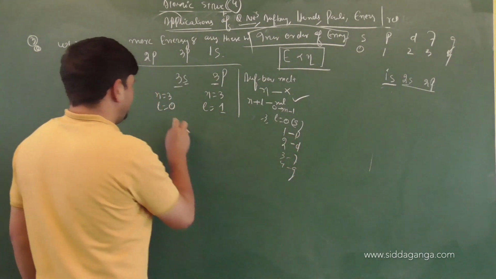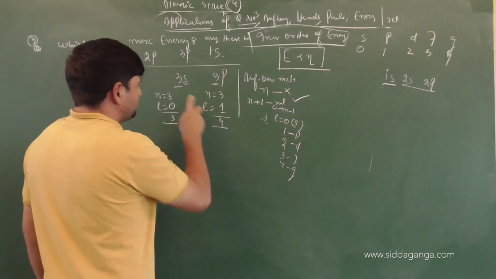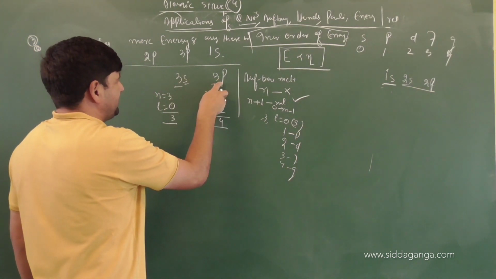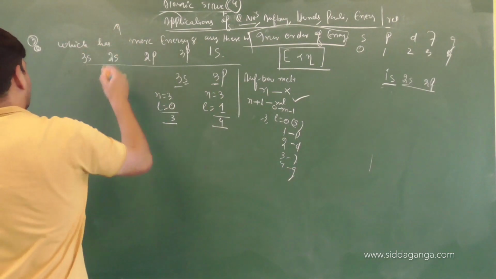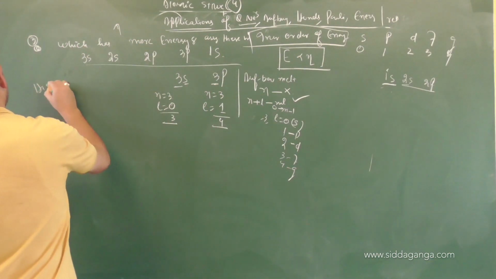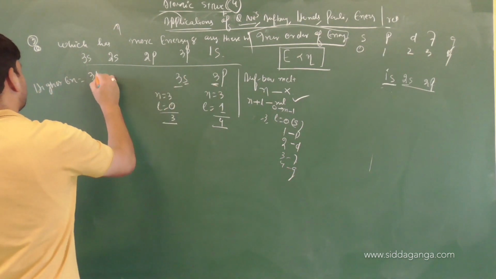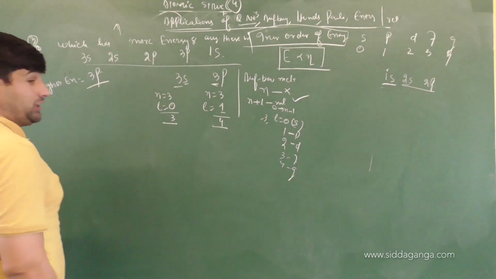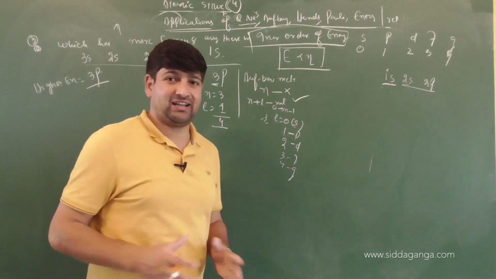1. Okay, now the total sum of n plus L here will be 3, and here it will be 4. So which has less energy? 3s has less energy than 3p. So children, the first part of the question, the highest energy is available for which one? 3p. Even if you go by the above chart, you will understand that indeed it is 3p only with the highest energy. Clear? Excellent.